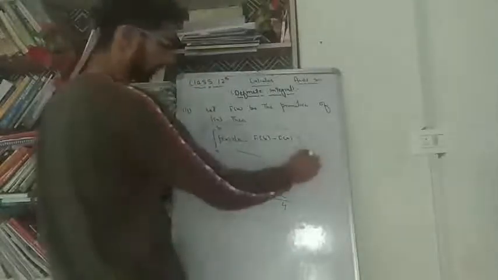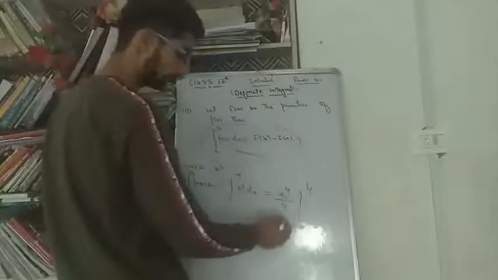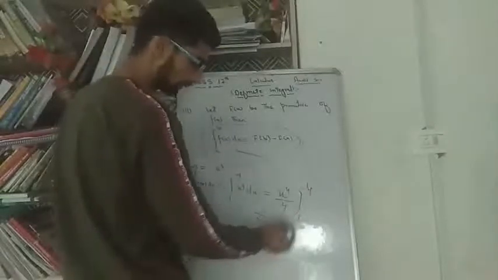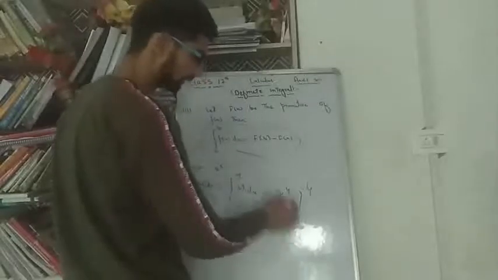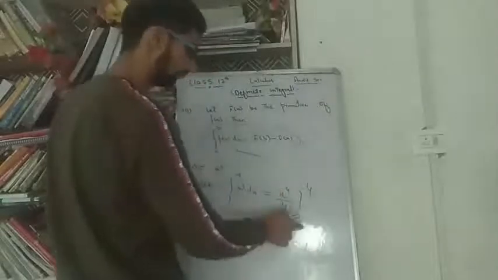We know that the formula for x cube is x to the power 4 divided by 4, and then we have to put the limits 1 to 9. When we put in 9, it will be 1 divided by 4 times 9 to the power 4, minus 1 to the power 4 divided by 4. This is our answer to this integral.